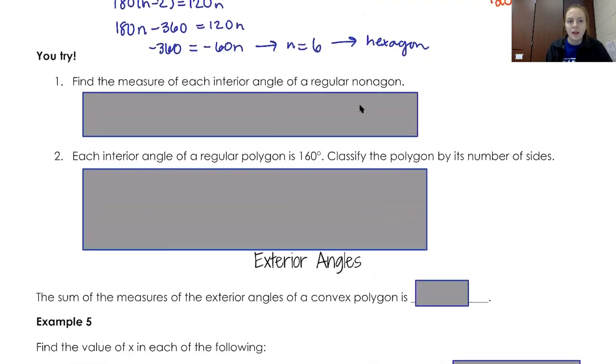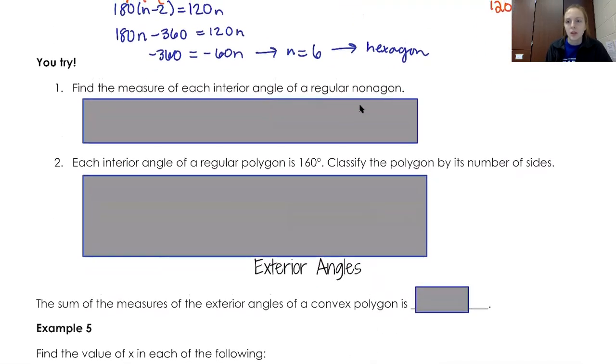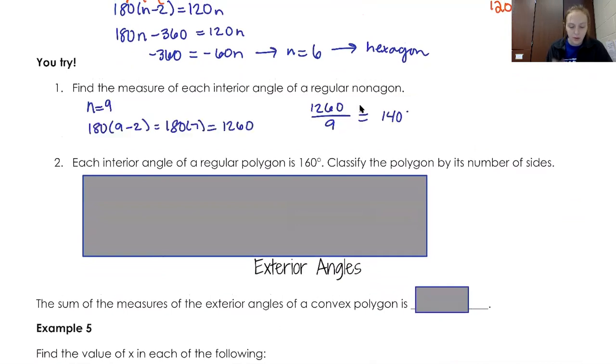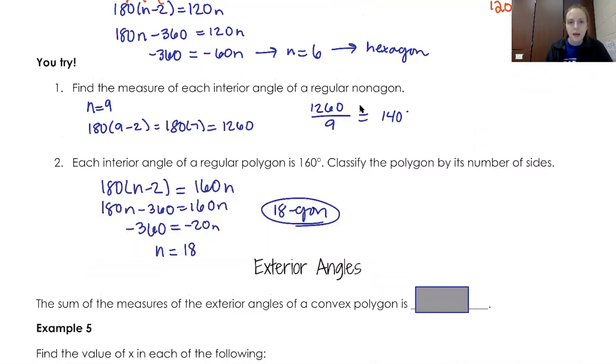All right, pause the video, and why don't you try these two here? Okay, so here's number 1 for you with all the work, and number 2, the trickier one of the two probably. You should have had an 18-gon for that one. So the answer on the first one was 140, second one 18-gon.